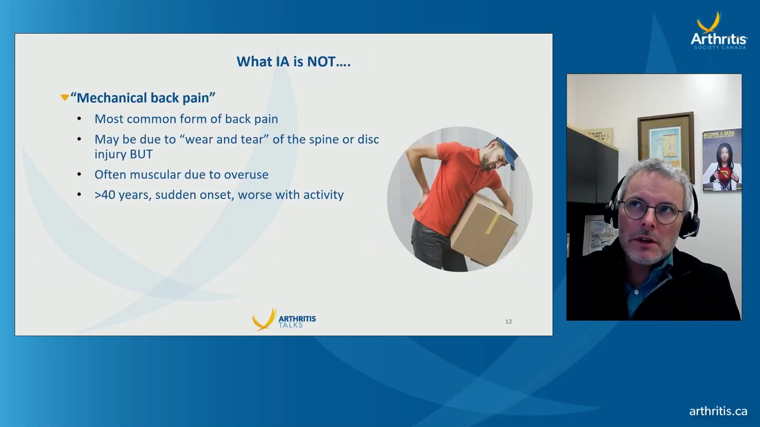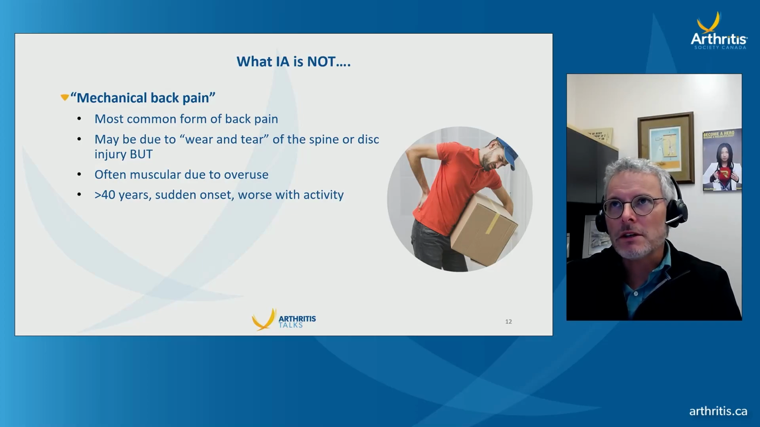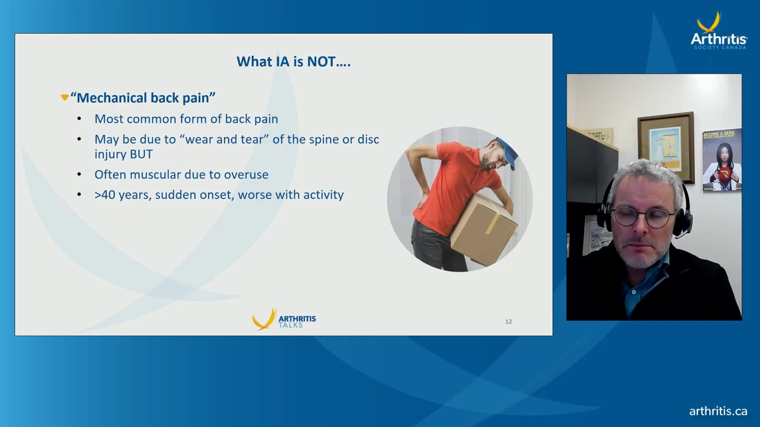It's important when we're talking about what inflammatory arthritis is to talk about what it isn't, to help separate, because sometimes people get a little confused. So the first thing that it isn't is mechanical back pain. So this is what we as doctors call the most common form of back pain. And sometimes it's due to wear and tear of the spine or a slipped disc or a disc injury. But it's often just the muscles that are sore.